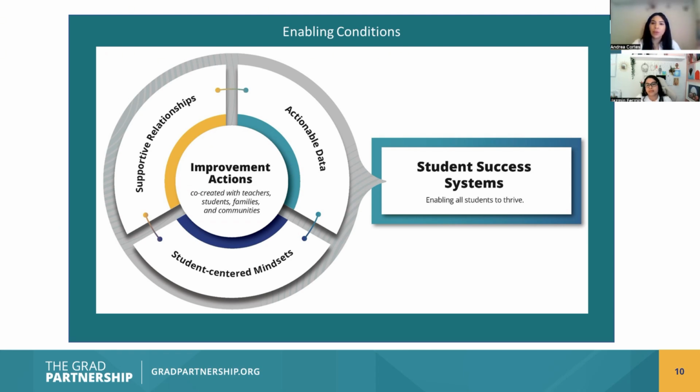It helps the adults calibrate on what that is because we all may be coming to our success teams with different concepts of what being student-centered and having a student-centered mindset is. Also, understanding our students' experiences helps us deepen our relationships with them. And when we understand student experiences, we're able to better activate student agency, but also educator agency. And at the center of all of that are our improvement actions.